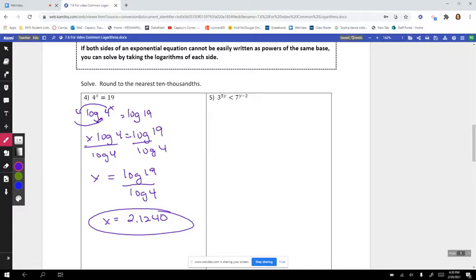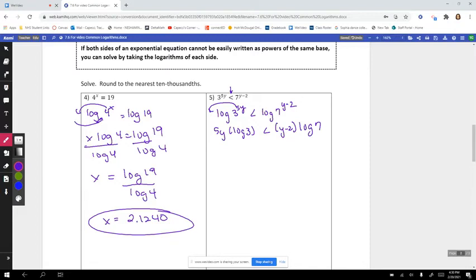All right, the next problem, we have an inequality sign. All the rules are going to be the same, whether you're using an inequality sign or an equal sign. So let's see what we have. So I have log of 3 to the 5y power is less than log of 7 to the y minus 2 power. Okay, again, I'm going to bring my exponent out front. So I have 5y times log of 3 is less than y minus 2 times log of 7.